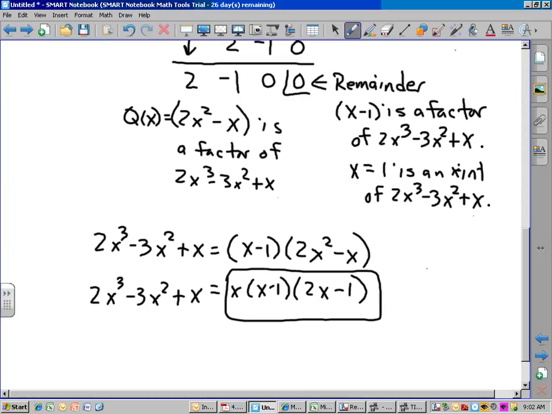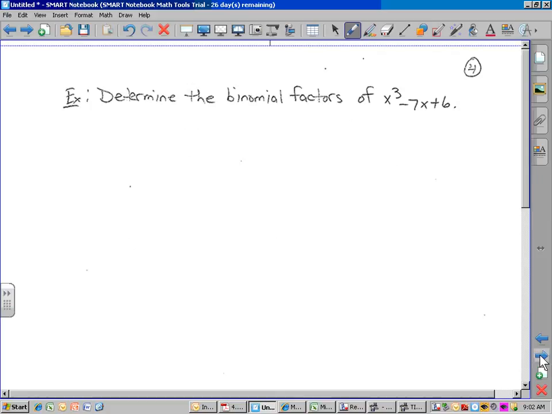All right, so I think we have one more to look at. We're going to do this one more time. We're going to break it down completely. That's what we're doing. We're breaking down or factoring higher level polynomials, in this case cubic so far. And here's another cubic that we're going to factor. Determine the binomial factors of x cubed minus 7x squared plus 6.